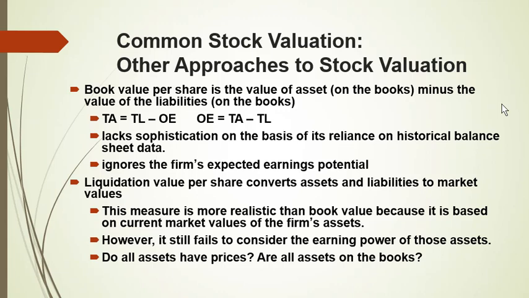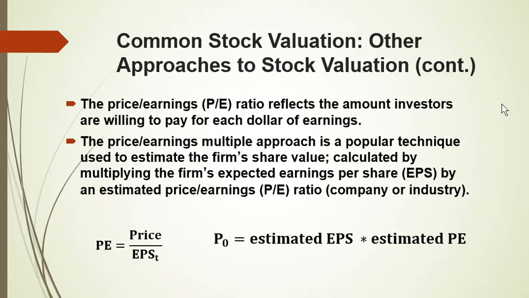So book value per share and liquidation value per share are things that we could use. However, they both have some substantial flaws in the techniques themselves. One of the things we can use is something called the PE ratio. Now, the PE ratio just reflects the amount of money investors are willing to pay for each dollar of earnings. So the PE ratio is the price divided by earnings per share. So again, this is price, earnings per share.